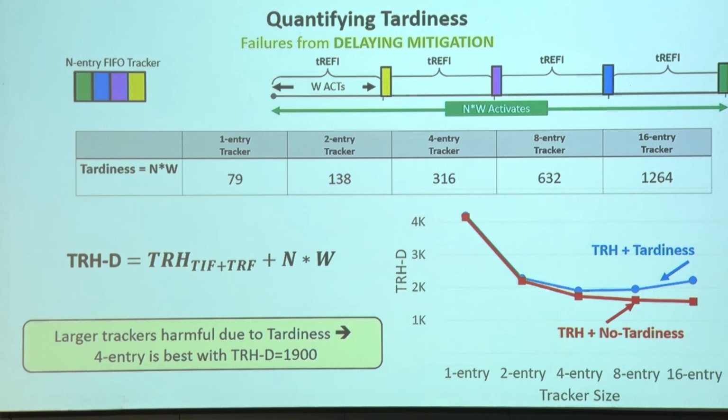This chart shows the effective Rowhammer threshold of PRIDE with and without tardiness. What you end up seeing is that if you don't include tardiness, as you increase the buffer size, your tolerated Rowhammer threshold ends up decreasing. But once you take tardiness into account, if you have a larger buffer, tardiness causes your effective Rowhammer threshold to increase. If you have a smaller buffer, the retention failures cause your Rowhammer threshold to increase. So there's a sweet spot between a large buffer and a small buffer. What we're showcasing here is that large buffers are not always useful because of tardiness. A 4-entry buffer performs best, and it gives you a Rowhammer threshold of 1900.